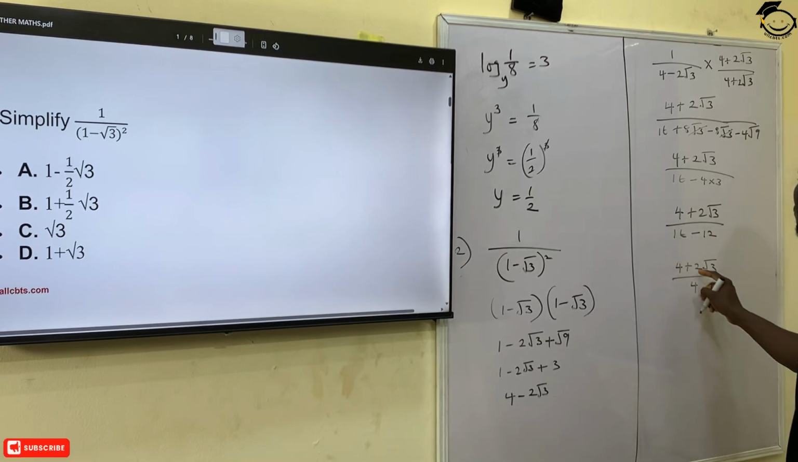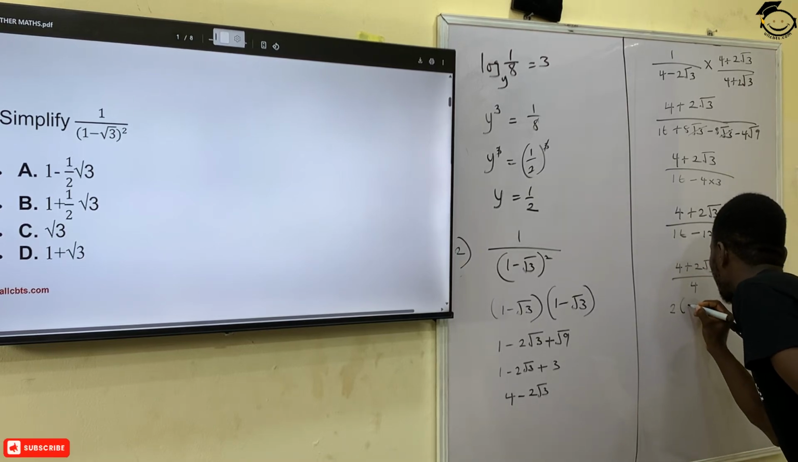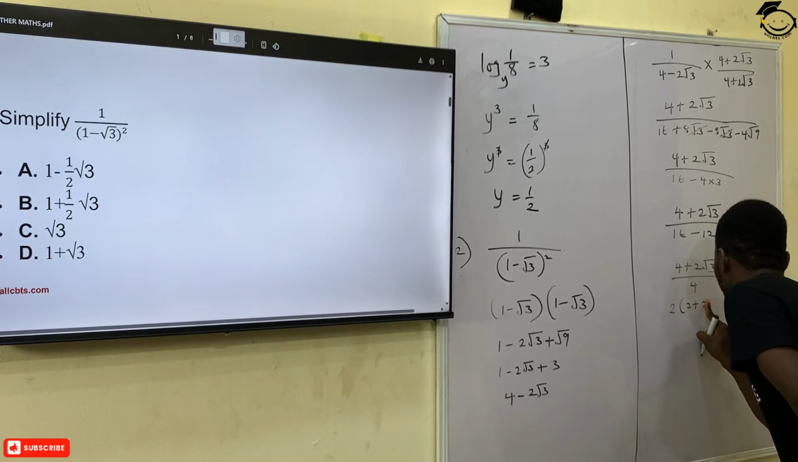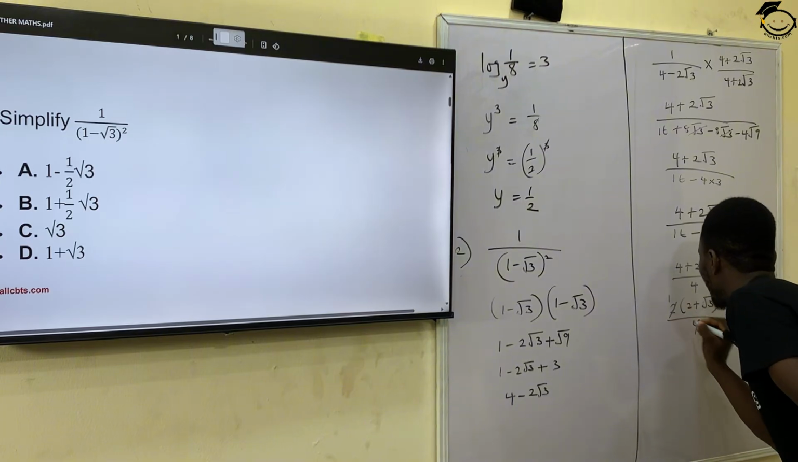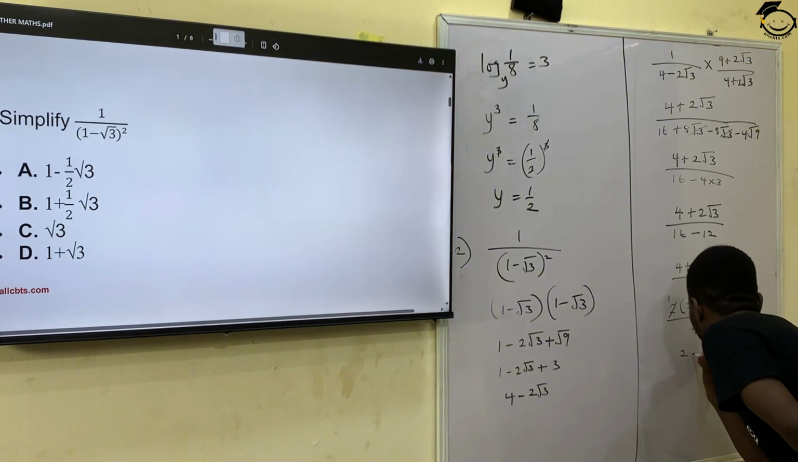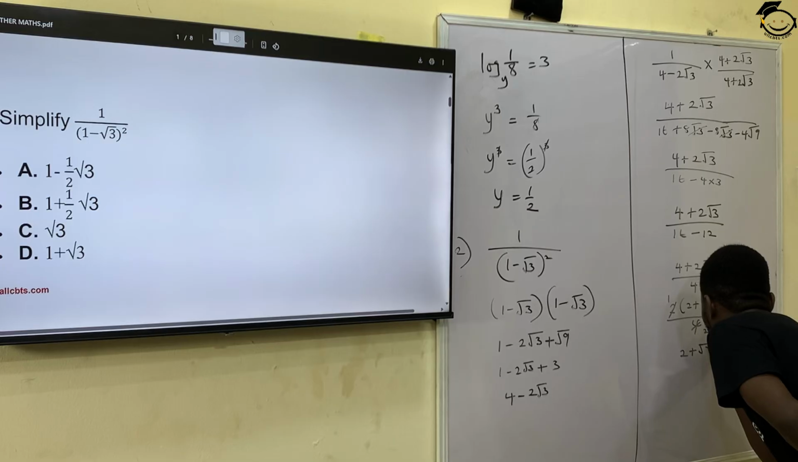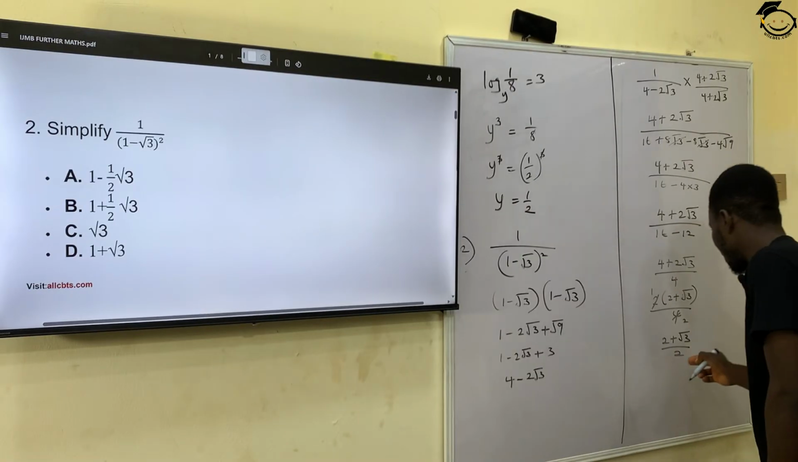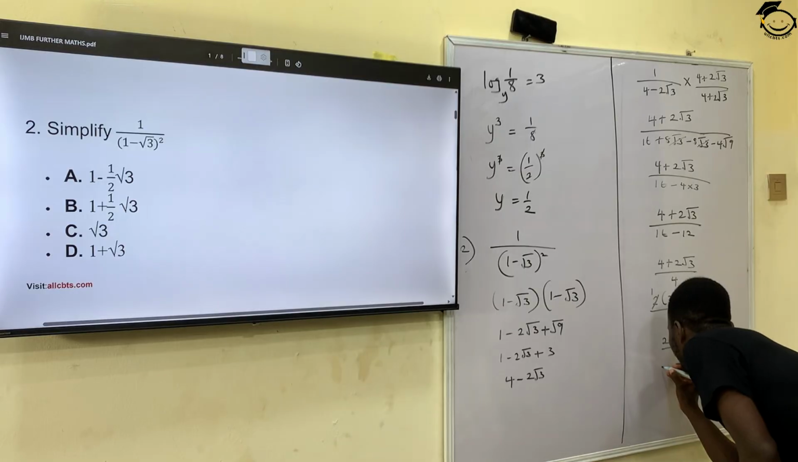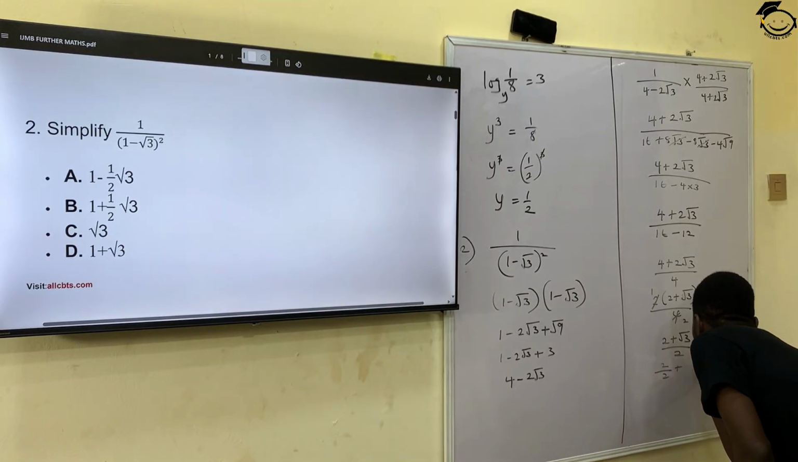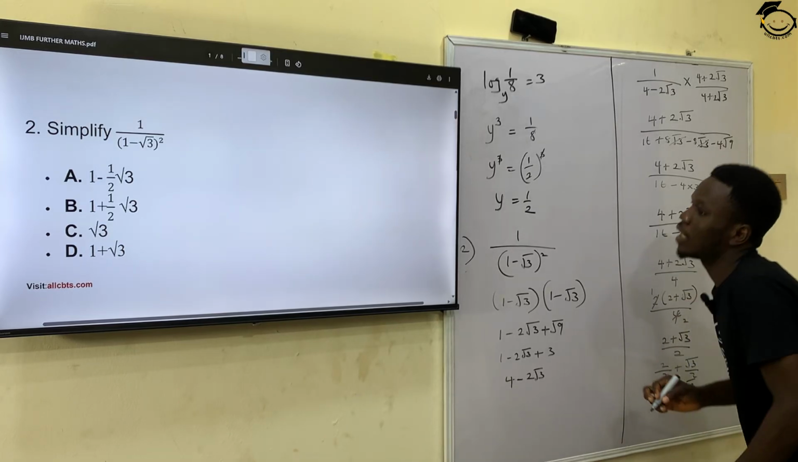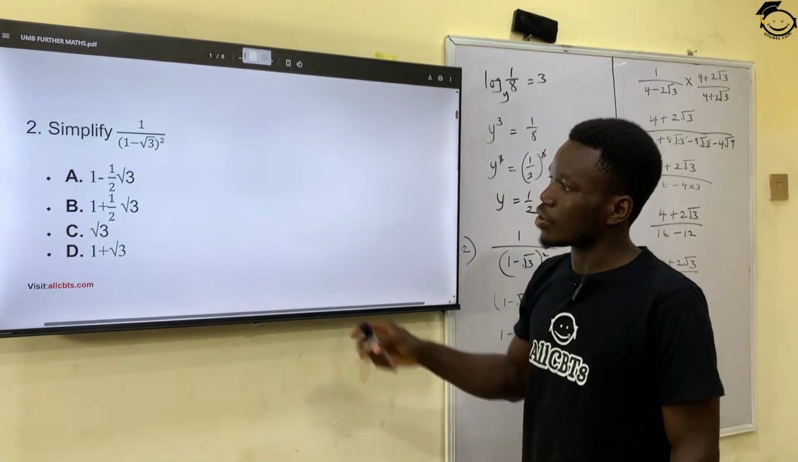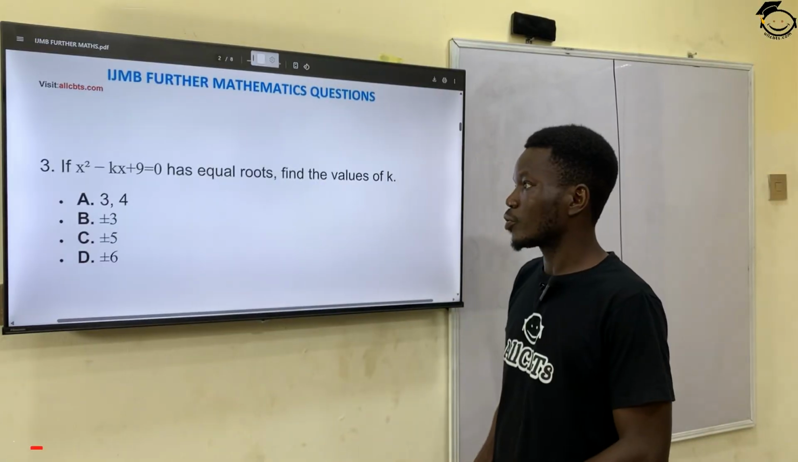So if I factorize that 2 from here, I'll have 2 open bracket, 2 plus root 3, all over 4. 2 here 1, 2 here 2. So I'll have 2 plus root 3 over 2. We can still factorize this further, which will give me 2 over 2 plus root 3 over 2, and that will give me 1 plus 1 over 2 root 3. And if you look at our options there, that is option B. Okay, moving on to question number 3.